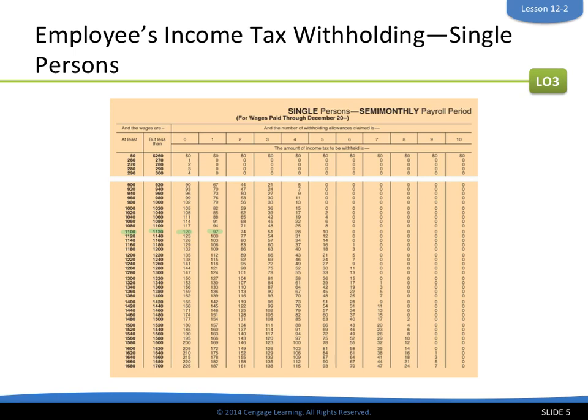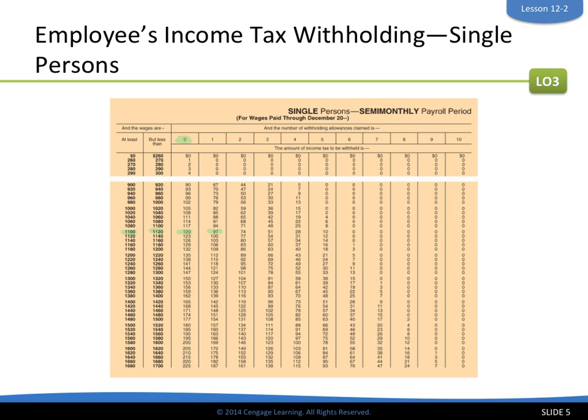Something kind of important if you do end up getting a job is that if you're wanting to have the biggest tax return, always pick 0. If you want to have the biggest possible tax return that you can, you want to pick 0, because that's going to withhold the absolute most that they can from your paycheck. The more allowances you pick, the less they're actually going to withhold.